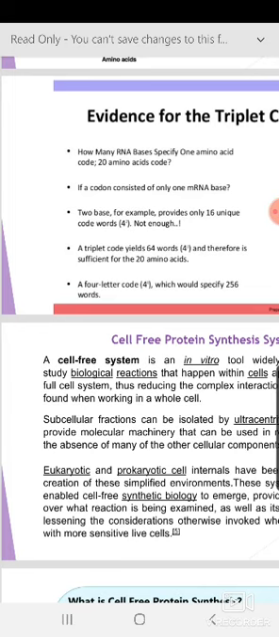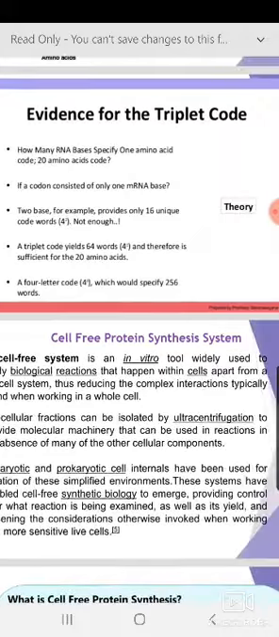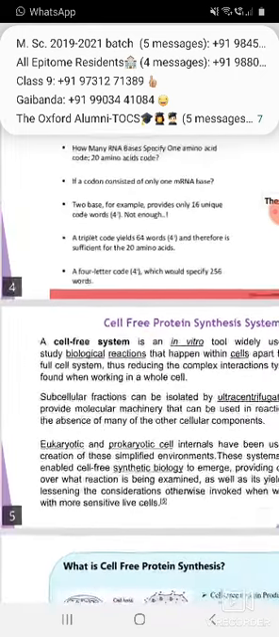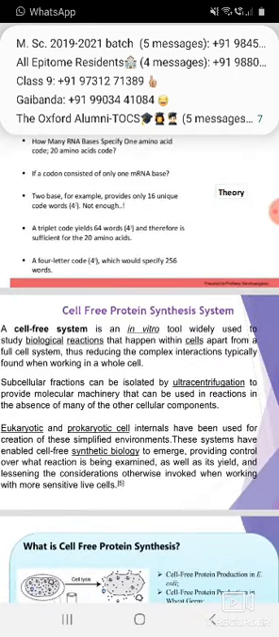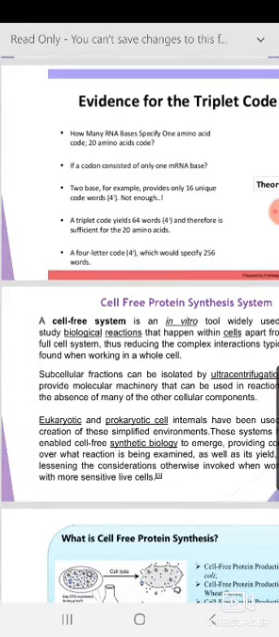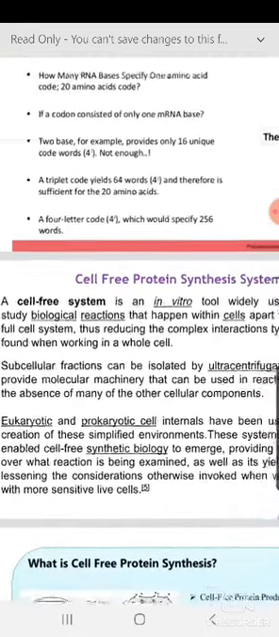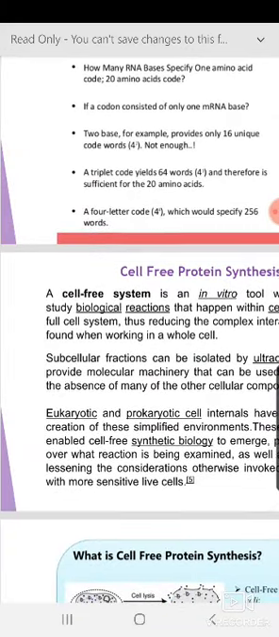Now to understand the deciphering of the genetic code, we need to first understand the experiments that scientists have done to decipher it, everything done in vitro. Now, what is an in vitro tool for doing protein synthesis? It is named the cell-free protein synthesis system. What is a cell-free system? Remember, this is an in vitro tool widely used to study biological reactions that happen within cells, apart from a full cell system. That means I'm not taking a full cell.